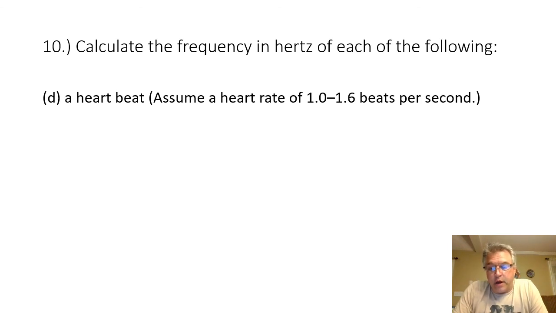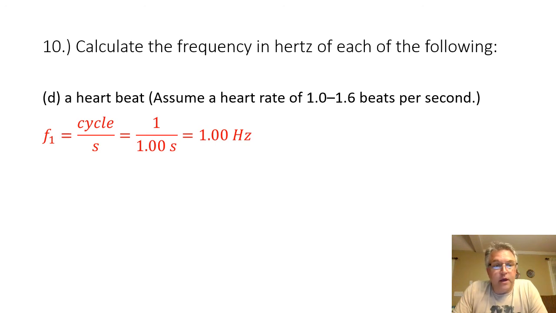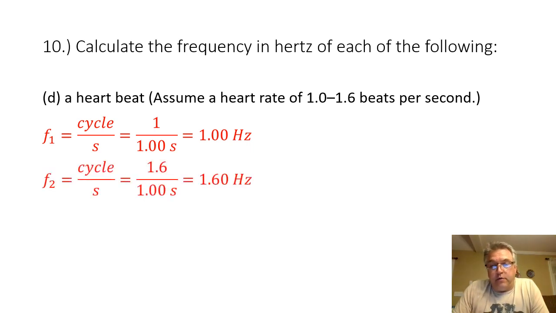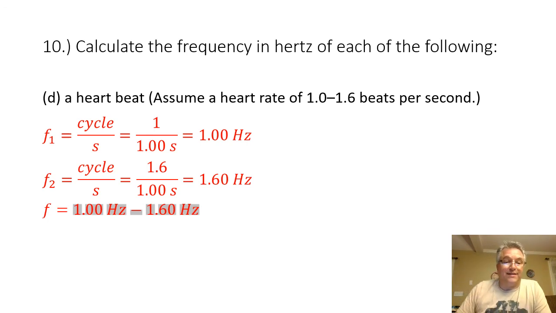So for the lower end of our range of heart rate, which would be 1 beat per second, I know that there is 1 cycle in 1 second. So 1 divided by 1 equals 1. And for the upper range of my heart rate, 1.6 beats per second, again, the number of cycles is 1.6, and the time value is still 1 second. So 1.6 divided by 1 second is going to give me 1.60 hertz. So the range of frequencies for a heartbeat is going to be 1 hertz to 1.60 hertz.